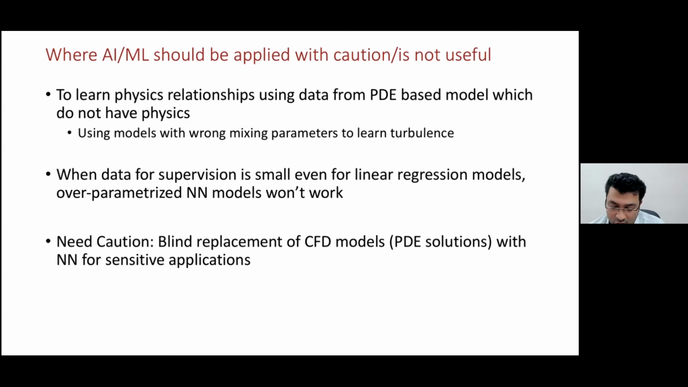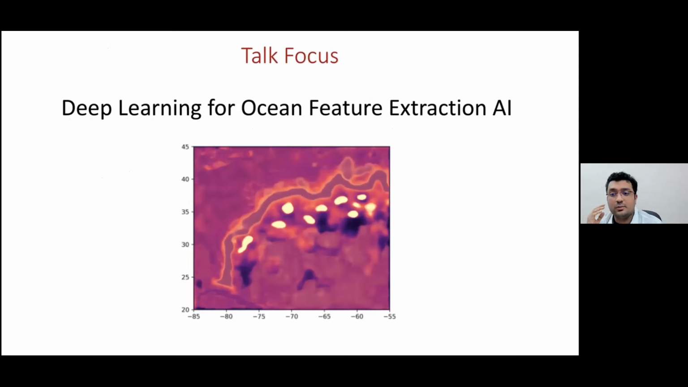Okay. So now let me shift gears, and in the next 30 minutes or so, talk to you about some of our recent research results that came out very recently. So I'm going to talk to you about one of the processes that I said where ML and AI can really be useful, and that is to automate labor-intensive tasks. So I'm going to describe to you a deep learning algorithm that we have developed for ocean feature extraction, an AI system for ocean feature extraction.